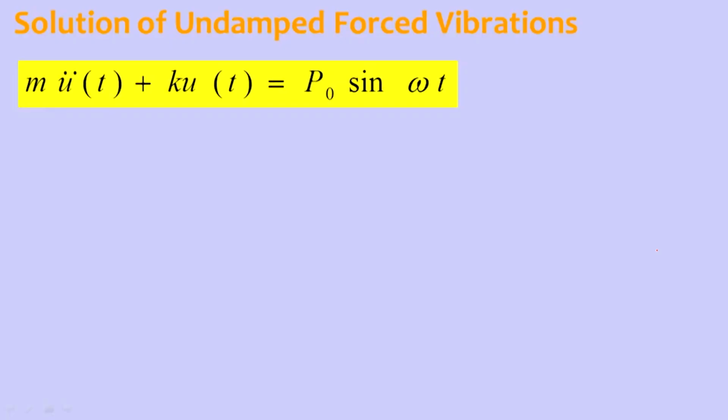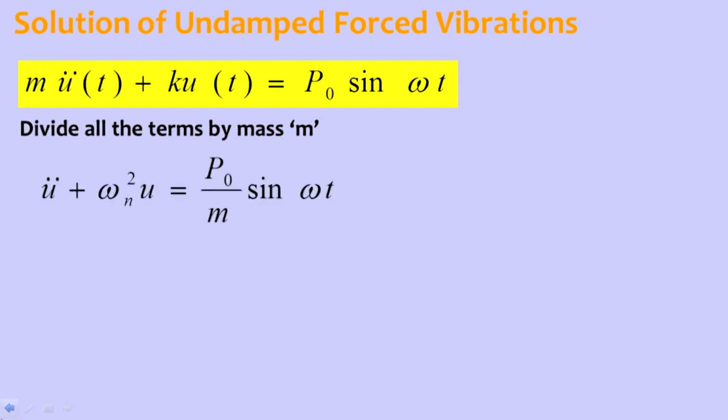The equation of motion we have set, and we need to find the solution for it. What we are going to do is first divide all the terms by mass. Then the equation looks like this: u double dot plus k by m, which is nothing but omega n square, u equals p0 by m times sin omega t. Here omega is the forcing frequency and omega n is the natural frequency of the system.